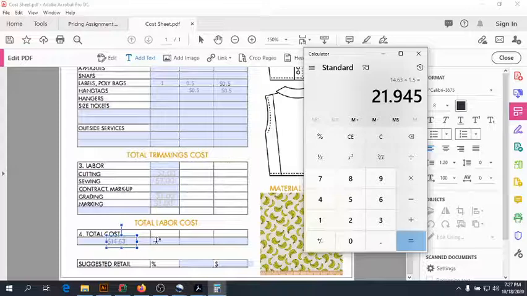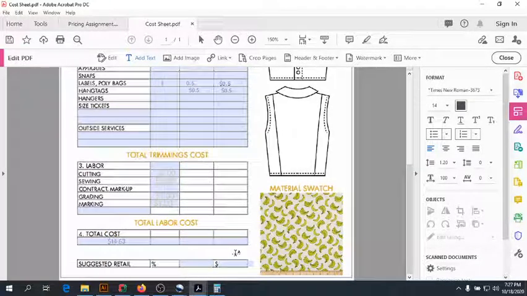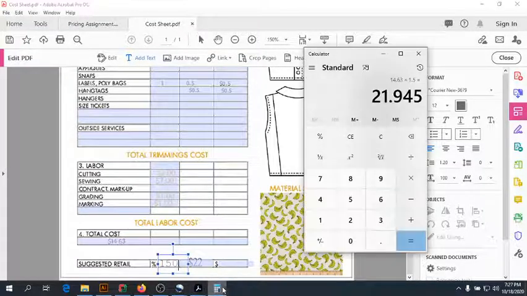We can round that up to 22. So wholesale, you can put down here at 22. I said it has suggested retail, but you may as well put wholesale and then retail right next to it, because I'm going to ask you for both of those in the question sections anyway. And so my percentage for my markup here is 150%. And that is going to now make my retail $33.